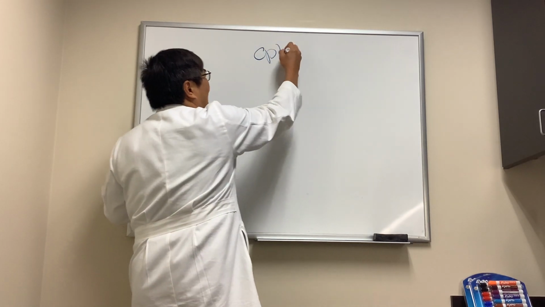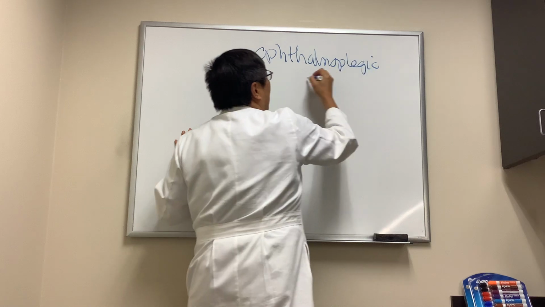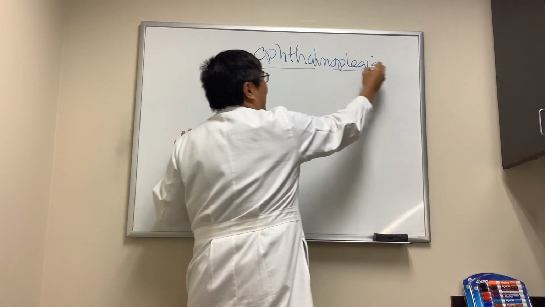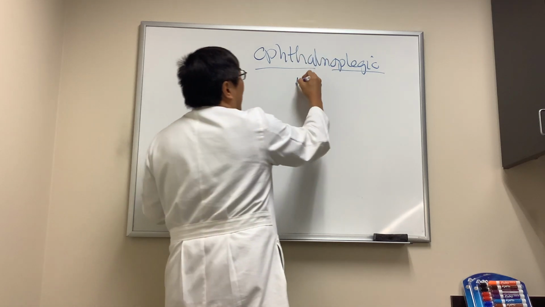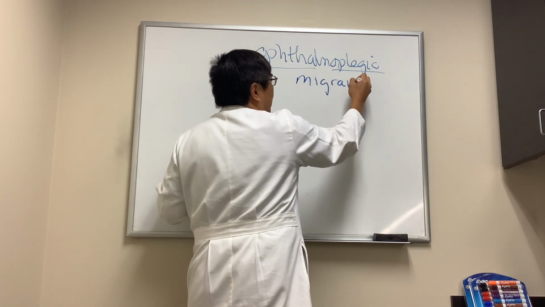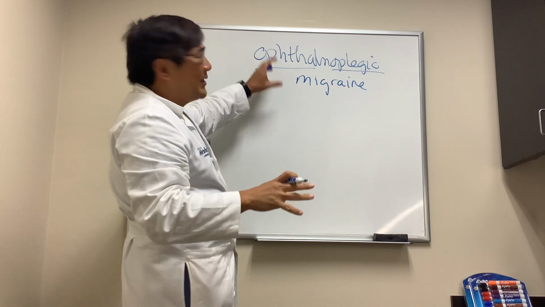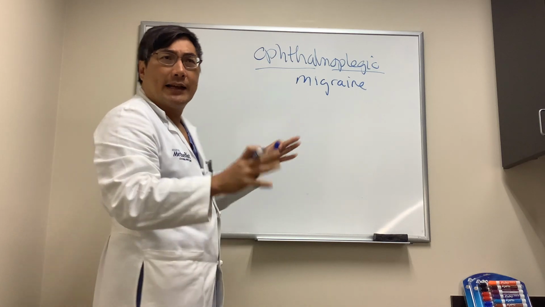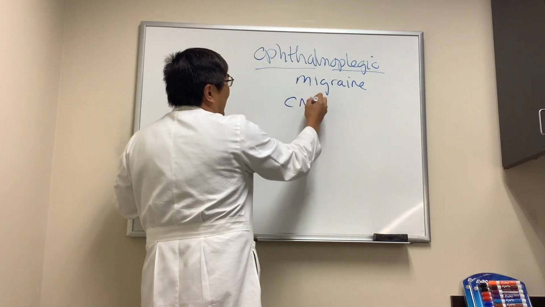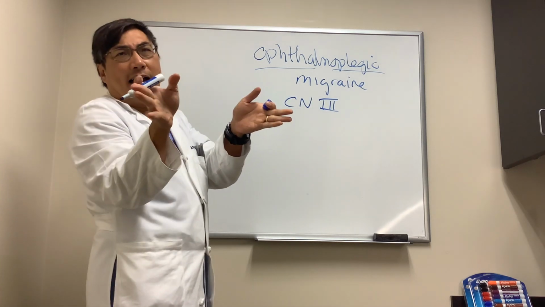Someone wanted to know about ophthalmoplegic migraine. Ophthalmo means the eye and plegic means it's weak, so the eye doesn't move properly. Ophthalmoplegic migraine may not actually be a migraine, but it's lumped in with migraine because it often has a typical migraine headache.